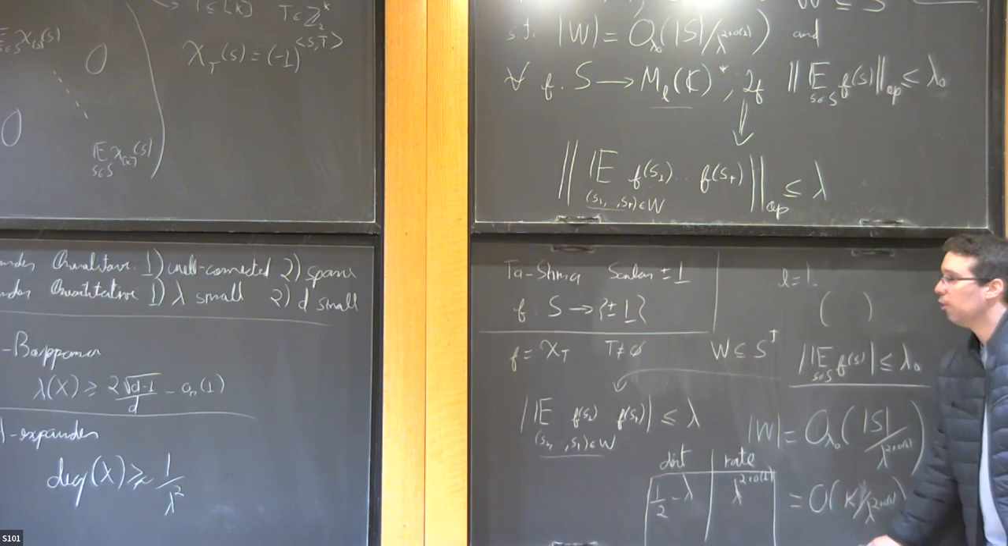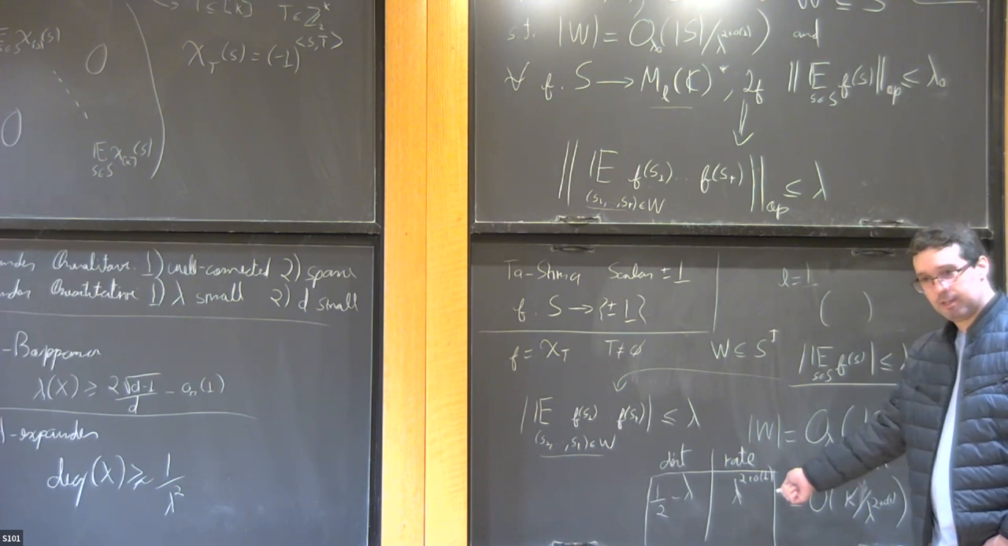Okay, so now let's move. Just for comparison, what would the random code do here? The random will do lambda squared.